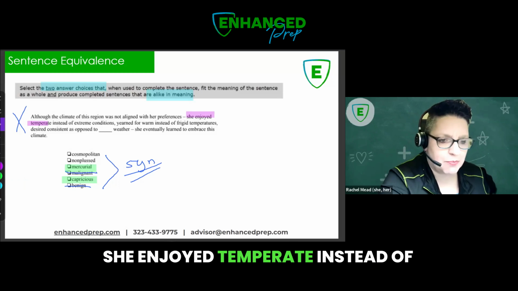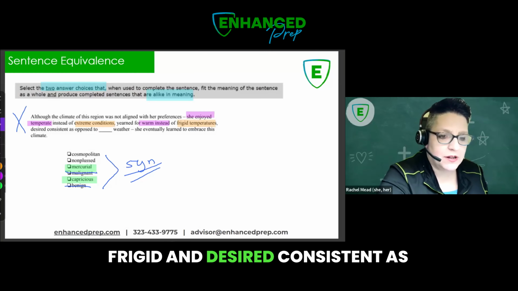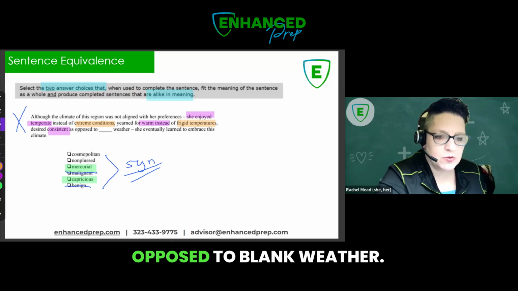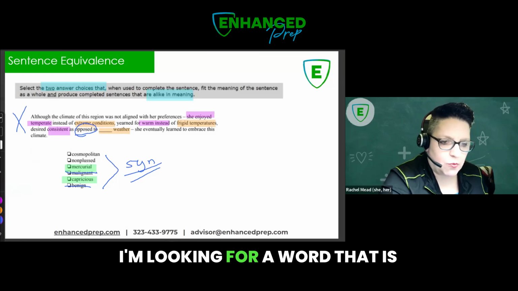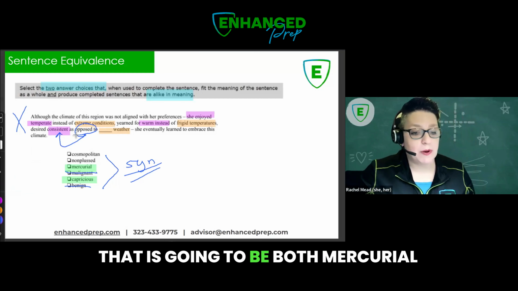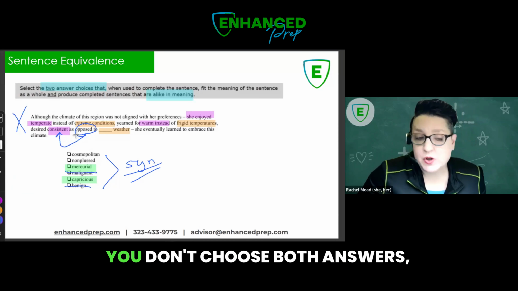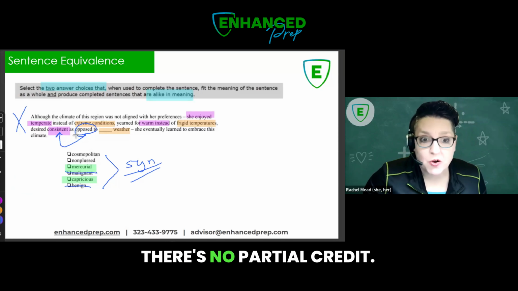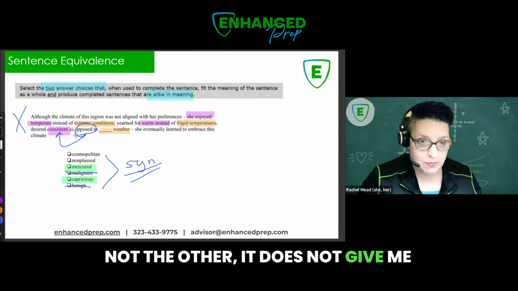She enjoyed temperate instead of extreme conditions. She yearned for warm instead of frigid and desired consistent as opposed to blank weather. Now, again, what can I see right here? I'm looking for a word that is going to be opposite consistent, that is going to be both mercurial and capricious. Now, remember on these questions, if you don't choose both answers, there's no partial credit. So even if I got one of these and not the other, it does not give me points for this question.